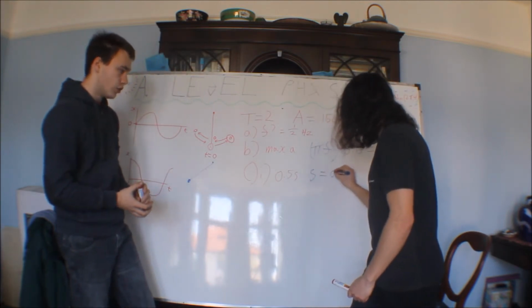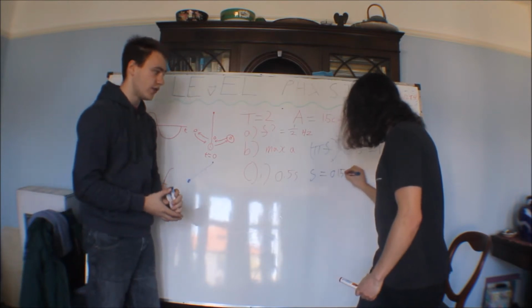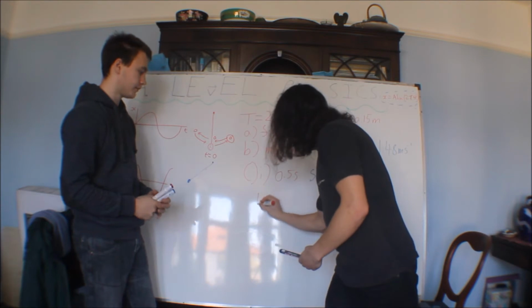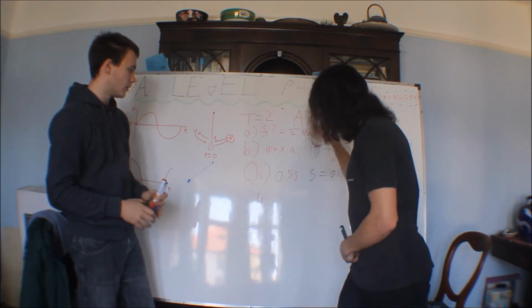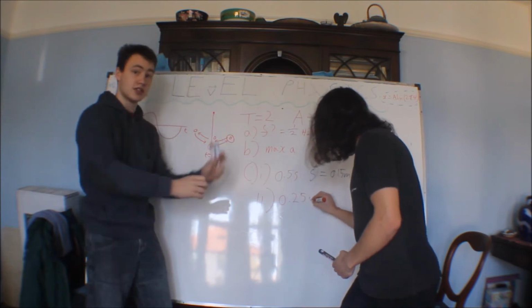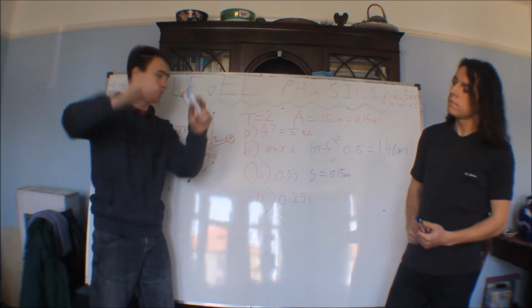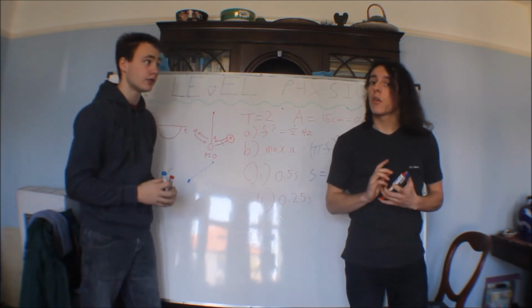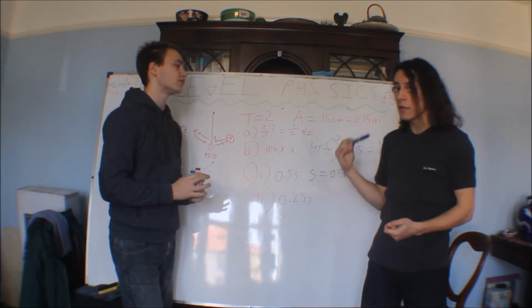Next, it gets a little more awkward because the next one is 0.25 seconds. That's an eighth of the way. But you can't assume it's in the middle because it won't be uniform. It's going to decelerate as it goes up because of gravity. So you can't just say it's in the middle and half of 0.15, because it won't be. So now we have to use our sine equation.